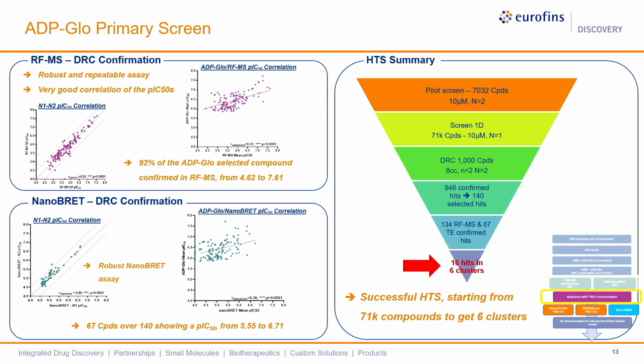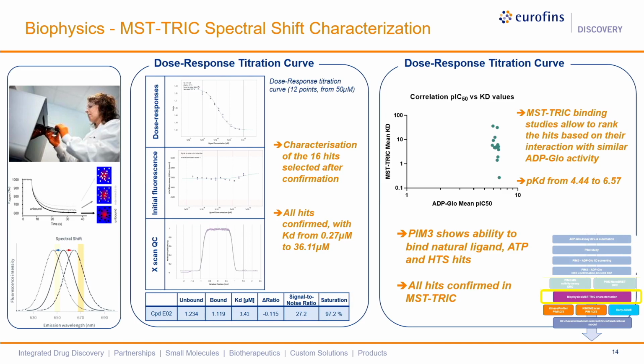The next step has been to characterize them in biophysics. In my introductory slide, I mentioned SPR and MST-TRIC. In this case, PIM3 is not working in SPR. But thankfully, we had the MST-TRIC spectral shift, and that worked very well, and we got very robust data. So keep in mind, for a biophysics approach, it's always good to try different approaches at the beginning, at least to de-risk, and to be sure to pick the right assay to monitor the binding of your molecule.